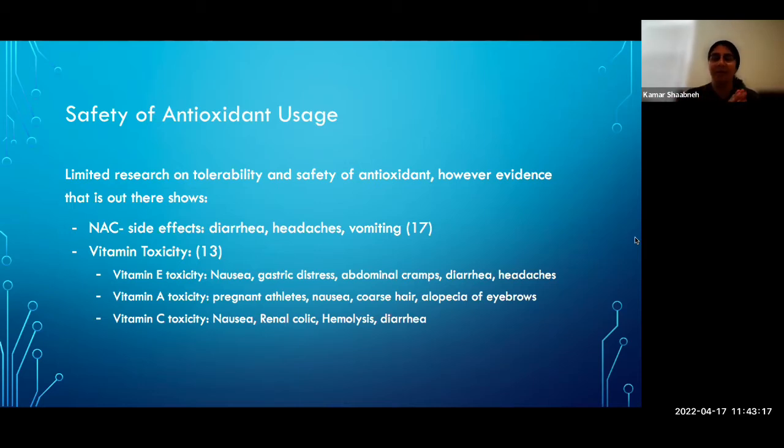Vitamin A is known to be harmful for infants, just because having higher vitamin A when you don't need higher vitamin A during pregnancy can lead to the infant having development issues, nausea, coarse hair, and alopecia of eyebrows. And vitamin C toxicity is nausea, renal colic, hemolysis, and diarrhea.